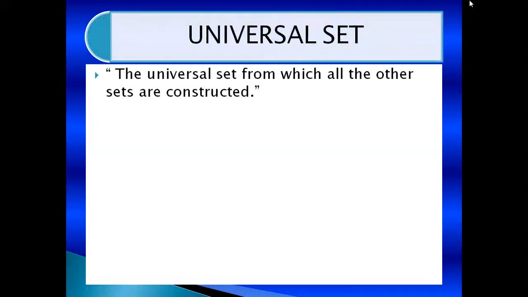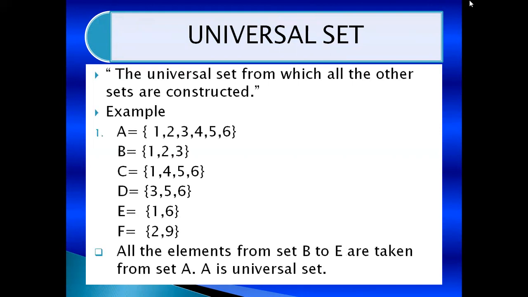Universal set. The universal set is the set from which all the other sets are constructed. You can see the example. A is the main set. It consists of 1, 2, 3, 4, 5, 6. B is {1, 2, 3}, C is {1, 4, 5, 6}, D is {3, 5, 6}, and E is {1, 6}. So B, C, D, and E are taken from A. So A will be called the universal set of B, C, D, E, and also the superset, whereas B, C, D, E are subsets of A. Remember one thing, F is not a subset of A because 9 is not contained in A.